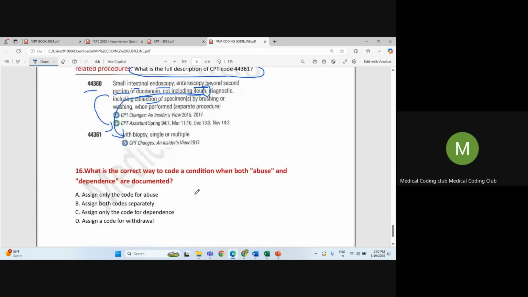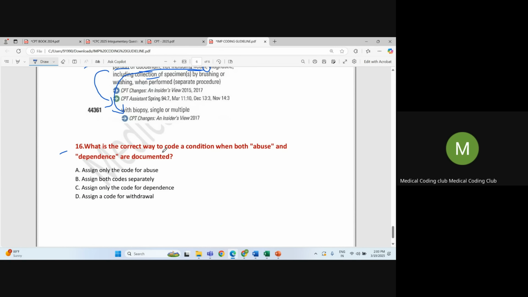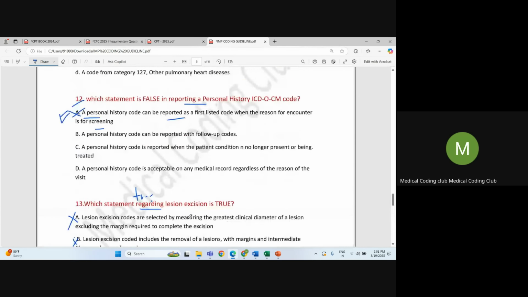That is the 44361 code description. Next, last coding guideline: what is the correct way to code a condition when both abuse and dependence are documented? When both abuse and dependence are documented for the same substance, you have to code only dependence. Assign only the code for dependence. Same way, if they give use, abuse, and dependence, still you code only dependence. Please go back and refer to the ICD coding guidelines for use, abuse, and dependence. So these are the important coding guidelines.